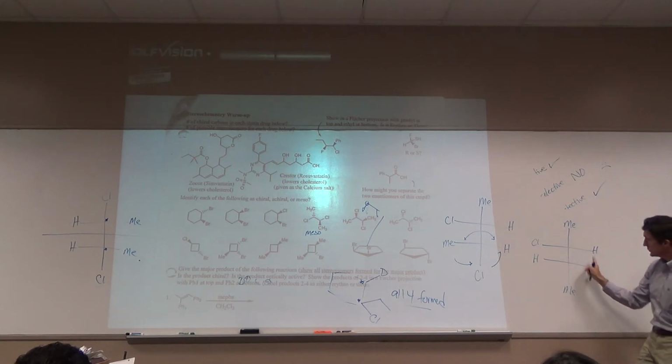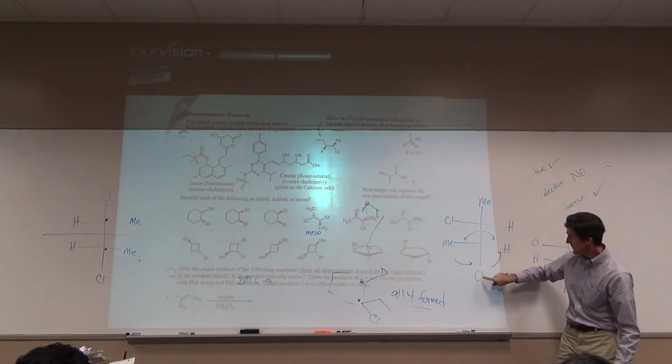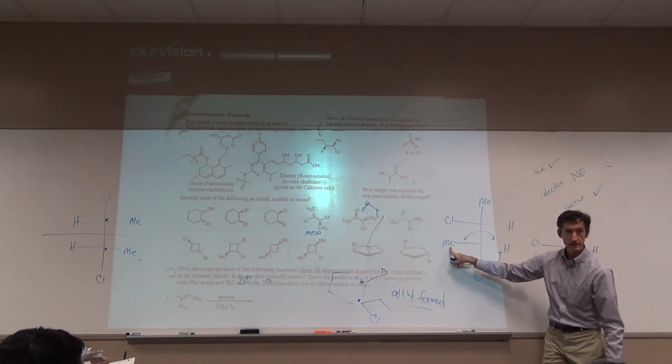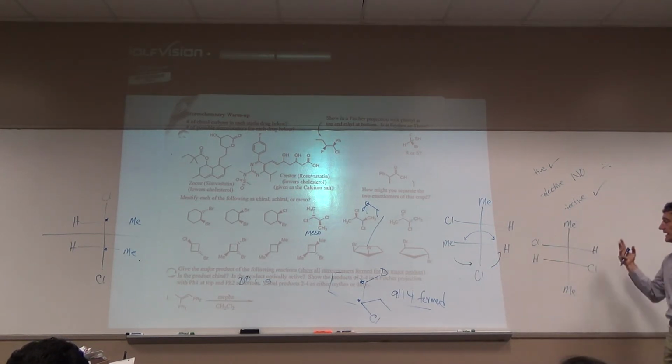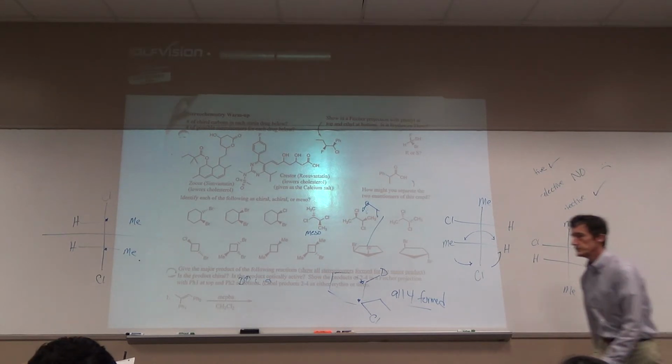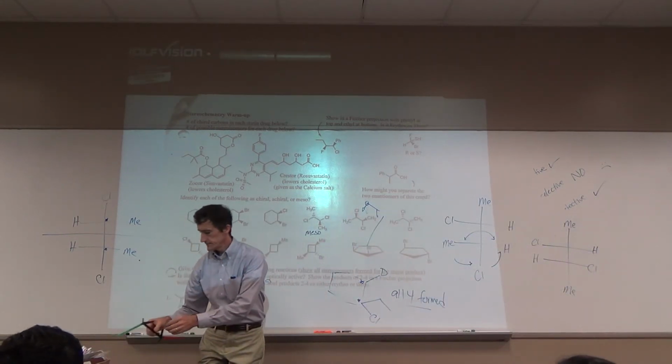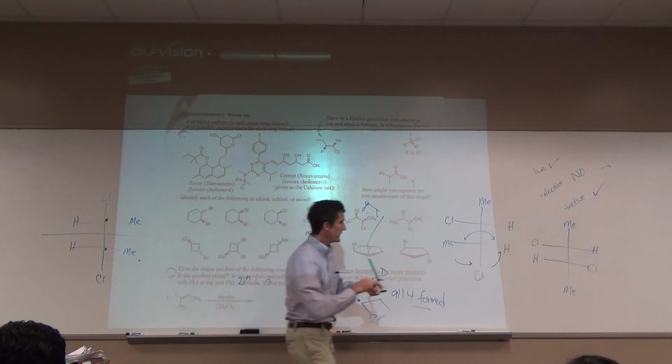Now you can rotate the chlorine over there. If I put the chlorine here, where would the methyl have been? Methyl would have been here, and that wouldn't be no good. You're never going to get a plane of symmetry here. But you can rotate those bottoms. Okay?